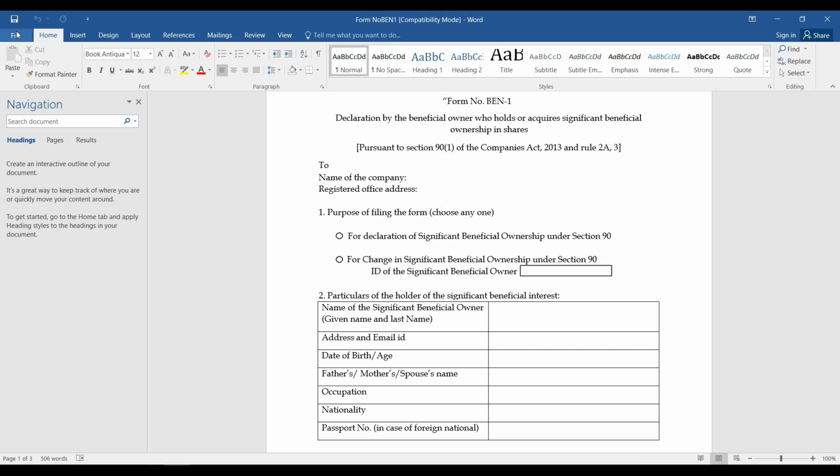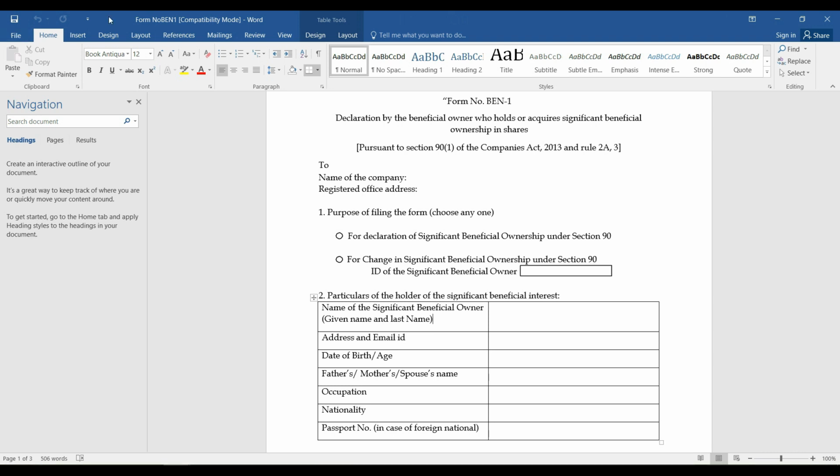Purpose of the filing of the form: we have to choose one option from here, either for the declaration of significant beneficial ownership under section 90 or for change in significant beneficial owner under section 90. Currently we have to choose this option only, because we are filing for the first time, so we choose the option for declaration of the significant beneficial owner under section 90.